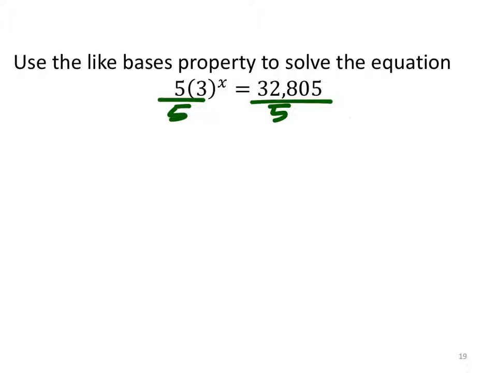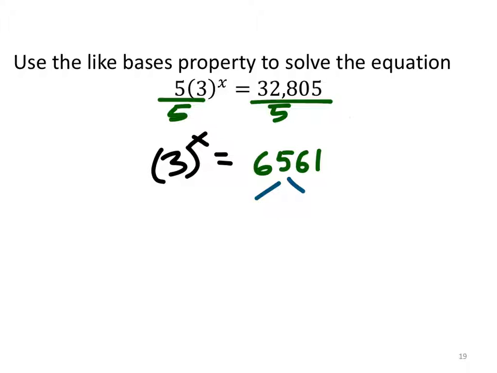Well, then I've got base 3 to the power of x, which is good, and you can have it in parentheses if you want. But I've divided 32,805 by 5, which is divisible by 5 because it ends in 5. So what would that be? 6561. All right, here's the good news about this, and they did tell us to use like basis property. So I've got to change or split this 6561 up into 3s. So I'm going to divide it by 3, because if I can get it to be the same base 3, then I'm in good shape.